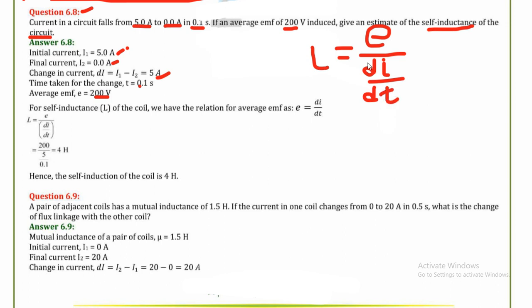So let's see. Use the value of E, that is 200, then di by dt. di means 5 and dt means 0.1. So you can use the values of all these quantities given in the equation. This one is 200, the value of E, then for di it is 5 and for dt it is 0.1. Hence the self induction of this coil is 4 Henry.